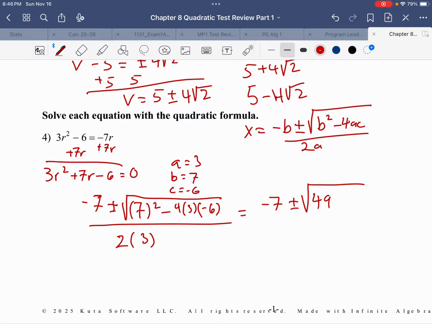So this is 49. 4 times 3 is 12. If it was 12 times 5, it would be 60. If it was 12 times 6, that would be 72. So 49 plus 72, divided by 6, or negative 7.